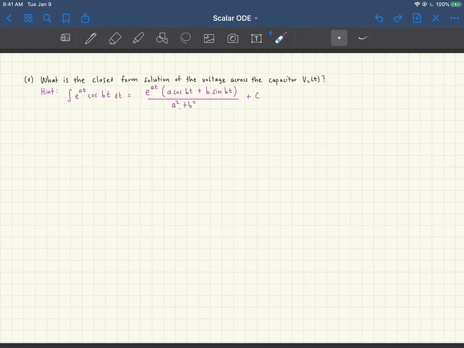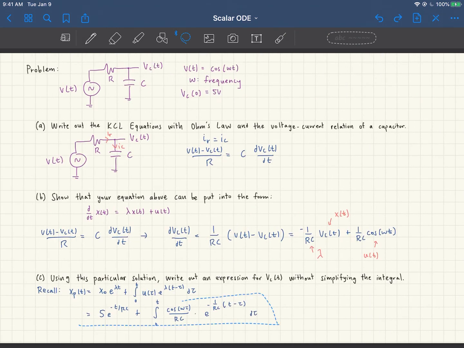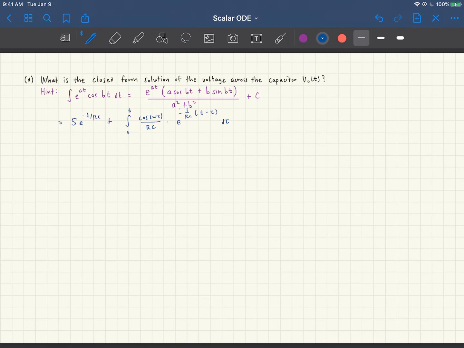The final part of the question says, what is the closed form solution of the voltage across the capacitor Vc of t? And we're given this hint where the integral of e to the at cosine of bt dt is equal to this form over here. So the first thing I'm going to do is copy over the integral and the solution from the previous part. So we know all of this is equal to Vc of t. Then I'm just going to take a look at just the integral.